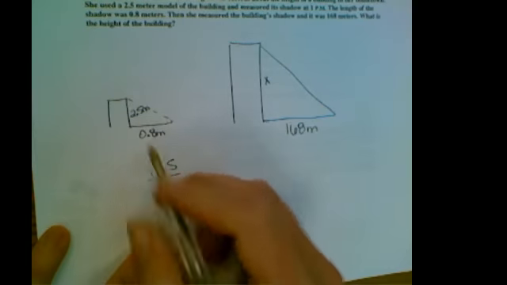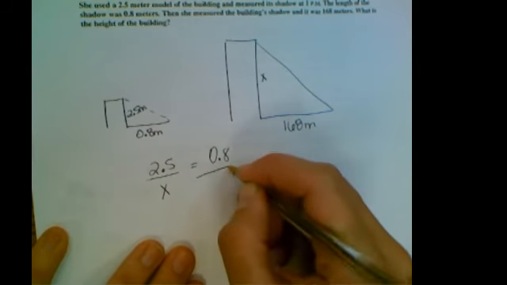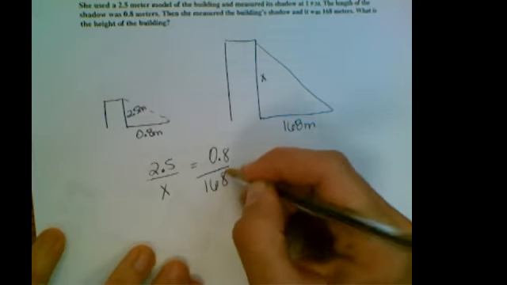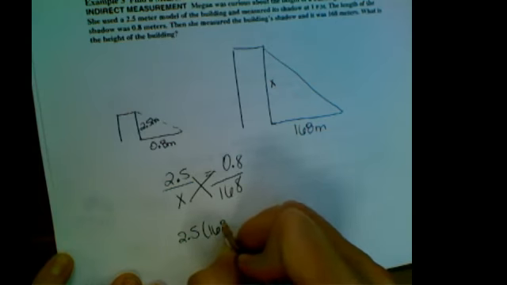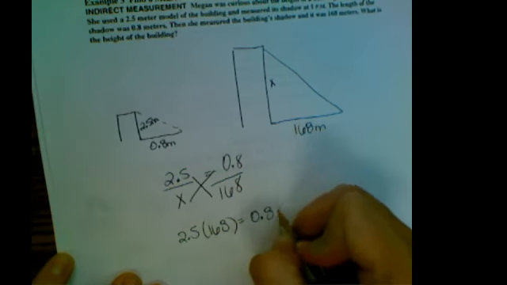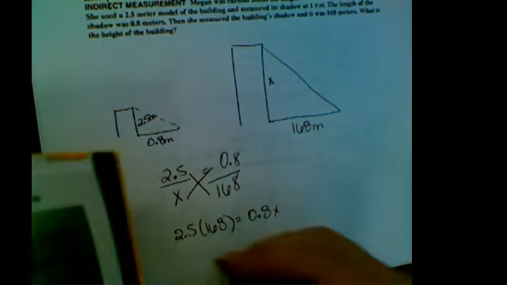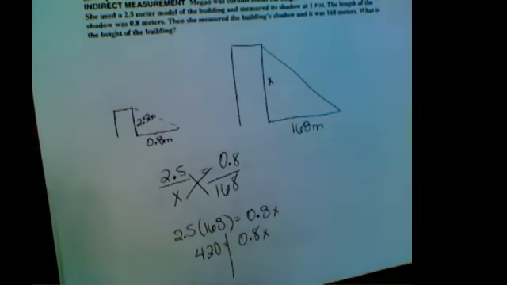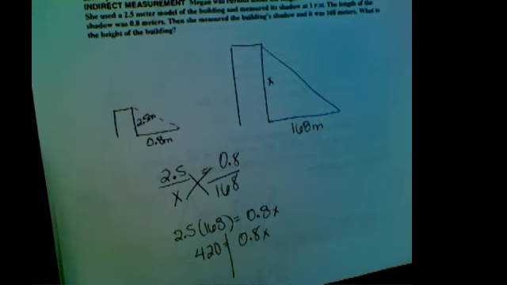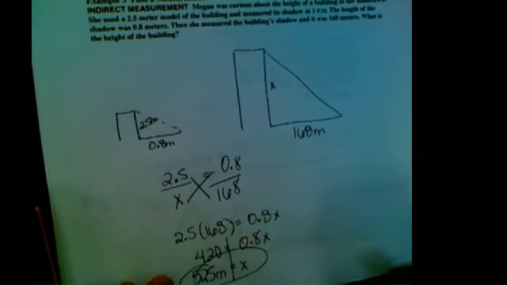2.5 on this goes with that. The height goes with the height. And the shadow goes with the shadow. I'm going to cross product, and I'm then going to go ahead and solve that. So I'm going to do 2.5 times 168, get 420. I'm going to go ahead and divide, and I get 525 meters is the height of that building.